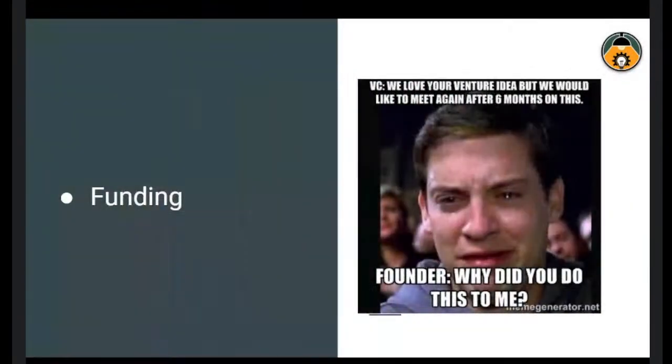So coming to some of the challenges faced by Prajwal and Rishav. Funding. Here we can see that Prajwal and Rishav went to the VC and the VC was like, we love your venture idea, but we would like to meet again after 6 months on this. And Prajwal and Rishav were like, why did you do this to me?